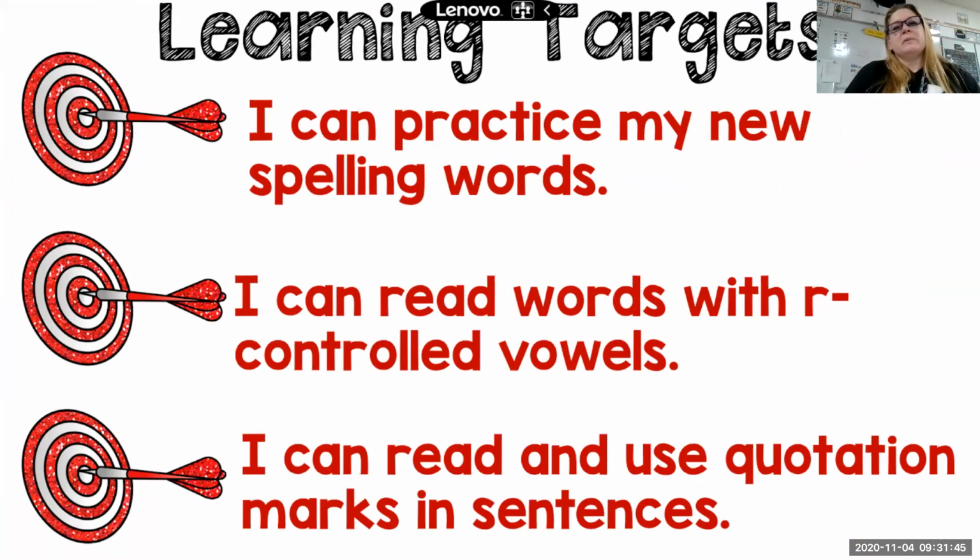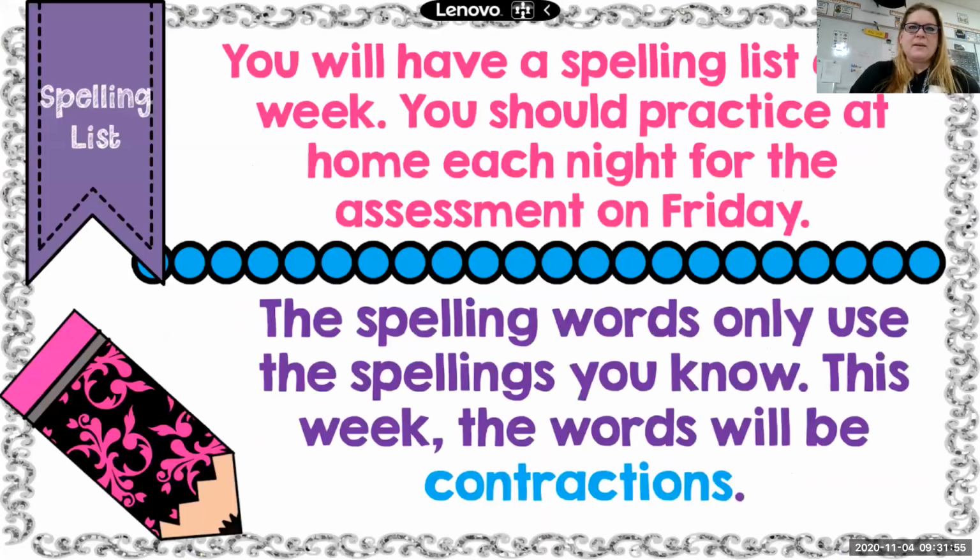All right, so our learning targets for today. I can practice my new spelling words. I can read words with R-controlled vowels. I can read and use quotation marks in sentences. Okay, so you will get a new spelling list today. You should practice them at home each night for our assessment, which won't be on Friday this time. It'll probably be, let's see, Tuesday? Probably on Tuesday.